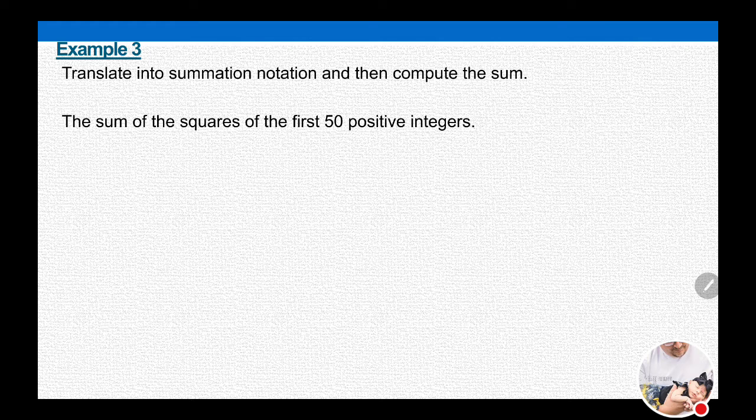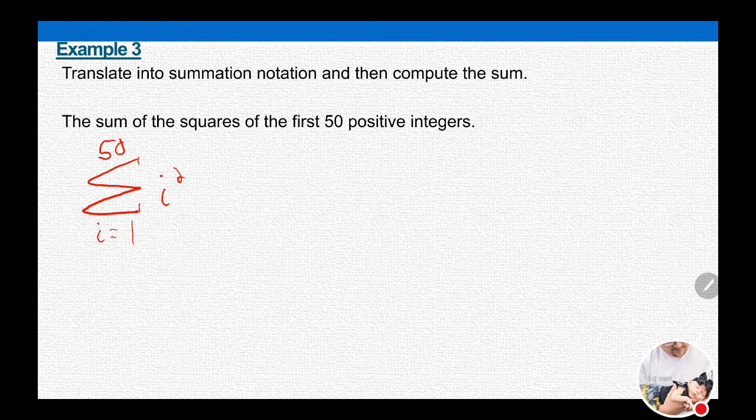Alright, so for this example, we want to translate into summation notation first, and then compute the sum. So it says the sum of the squares of the first 50 positive integers. That means for summation notation, I'm going to write my sigma. We're doing the first 50 positive integers, so we're going to start our index at 1, and we're going up to 50. And then we're going to have i squared.